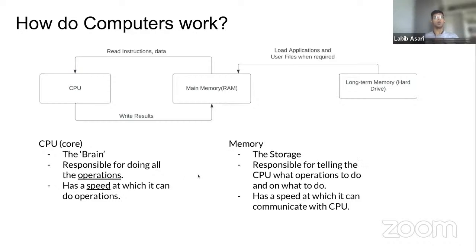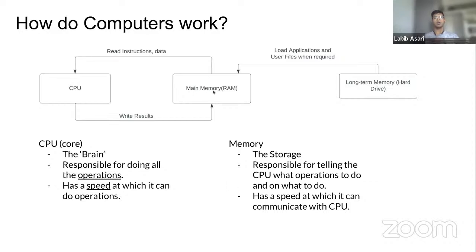So the next part of the computer is the memory. Memory basically stores all of the data. Memory does not have logic on its own. It just stores data and the instructions, which we write as various applications or programs. And memory also has a speed limit at which it can communicate with the CPU.